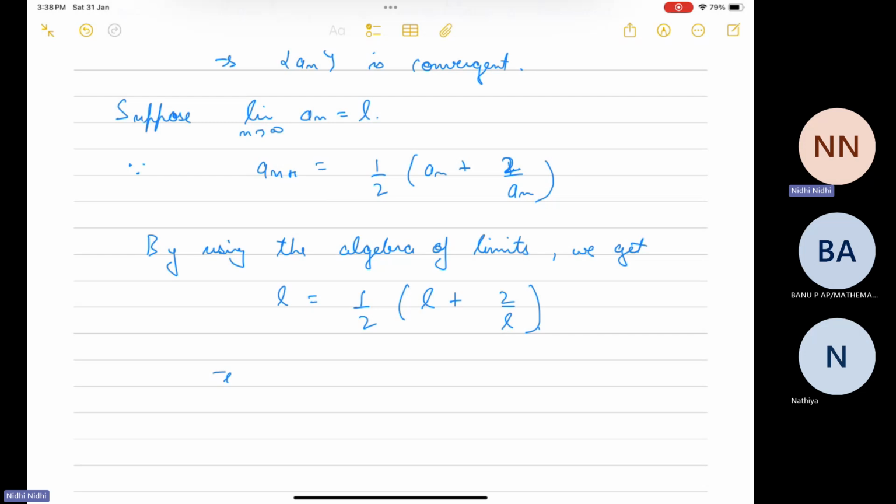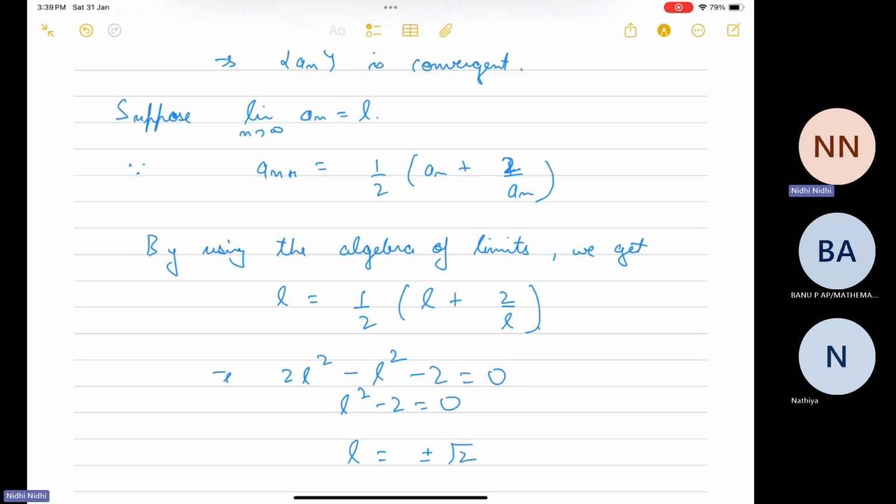So this will give us 2L square minus L square will be 0. So basically this is L square. Yeah, L square. So this is L square minus 2 is equal to 0. L is equal to plus minus root 2.